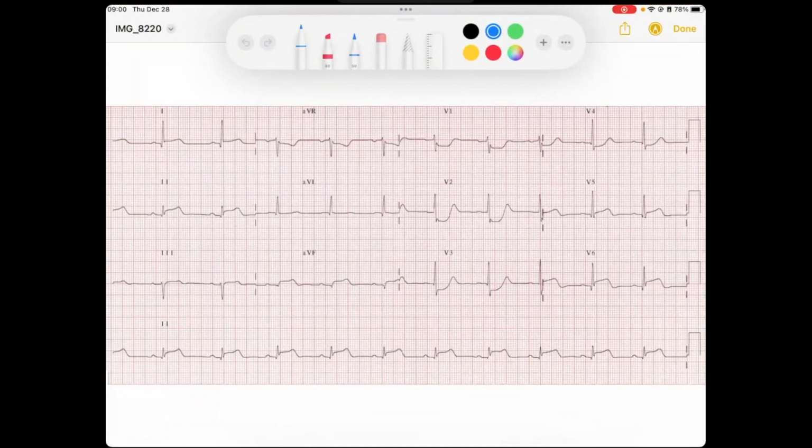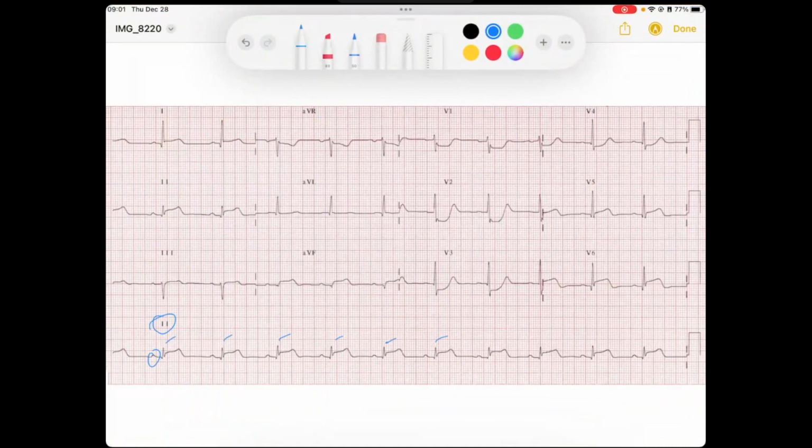Alrighty, everybody, welcome back. Got a really fun EKG here for you guys. So let's just do what we always do. Let's take a look at the trees. I'm gonna look at lead 2. I see I've got these narrow QRSs that appear to be quite regular, marching along. They're narrow, and they all have P waves associated with them.